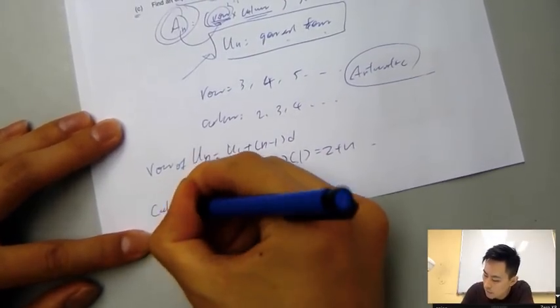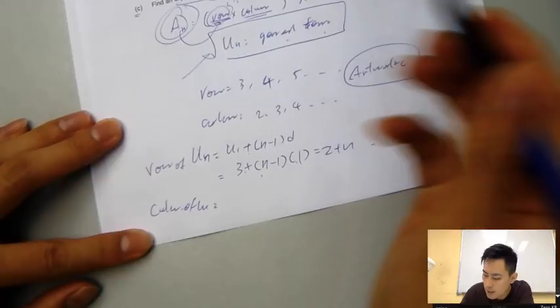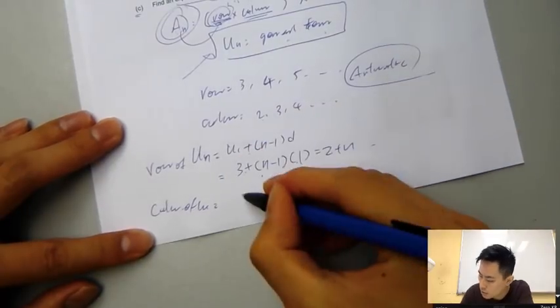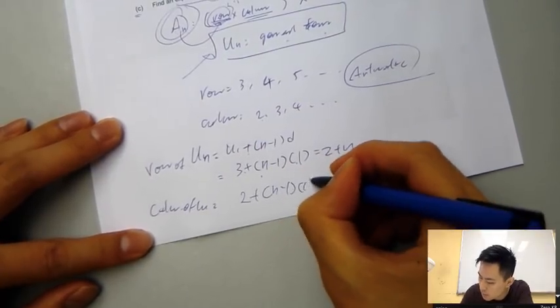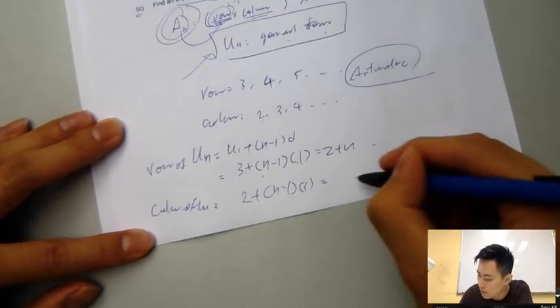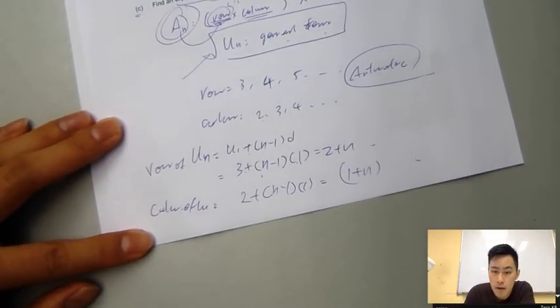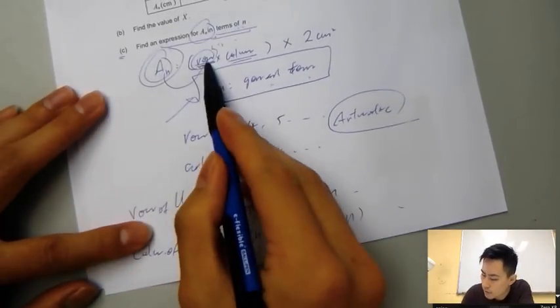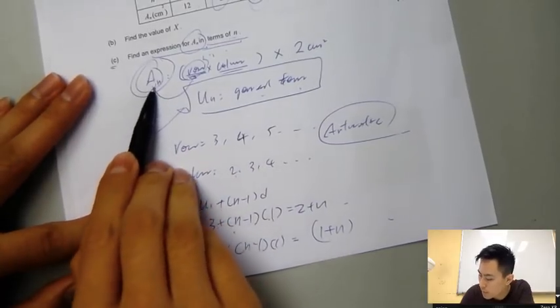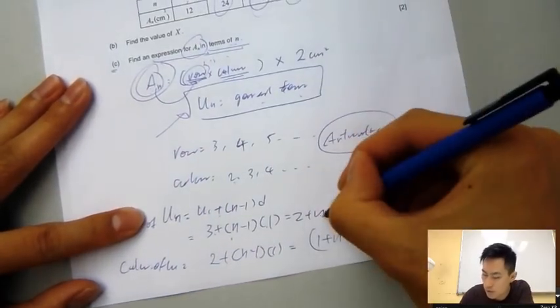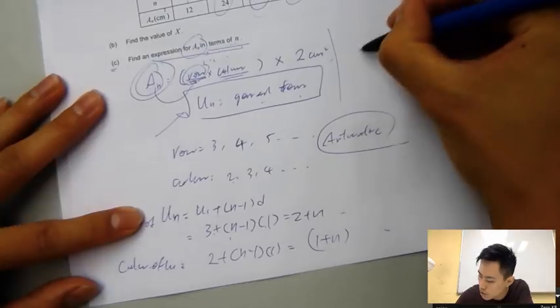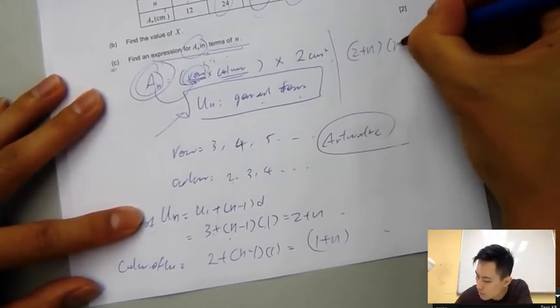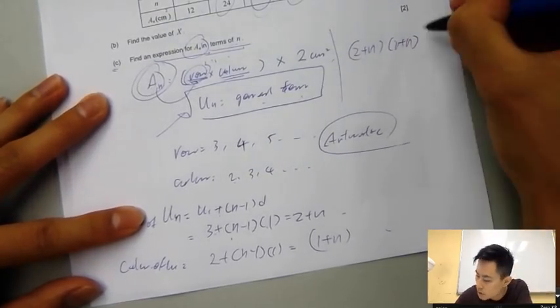And then the column Un, okay, easy. So doing the same steps. So 2 plus n minus 1 times 1, then that will be 2 minus 1, that will be 1 plus n. Okay, so how do you find out the general area term? So that will be just row times column, so just plug in the terms. I mean, so (2 plus n)(1 plus n), and then times 2.